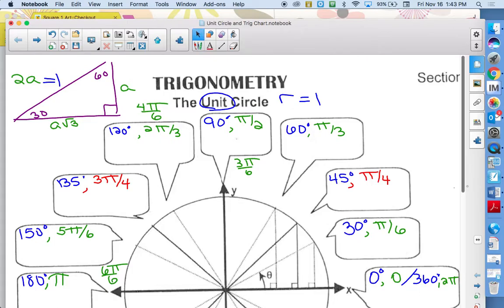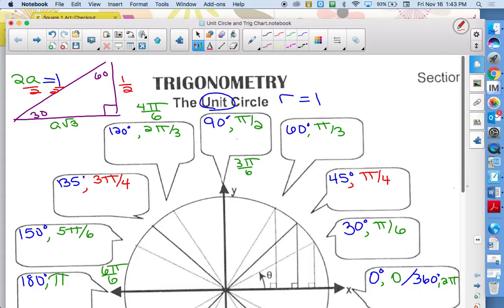So if 2a is equal to 1, a is equal to? I know, I'm picking on you, right? What'd you say? 2. 1 over 2. So 2a is equal to 1. If we divide by 2 to get a by itself, a is equal to a half.